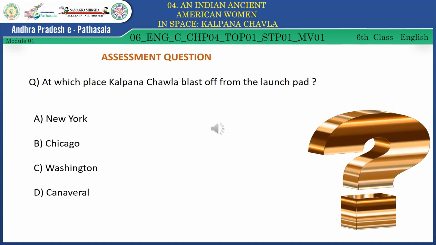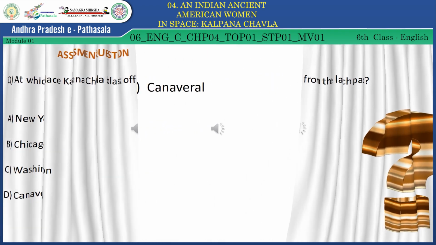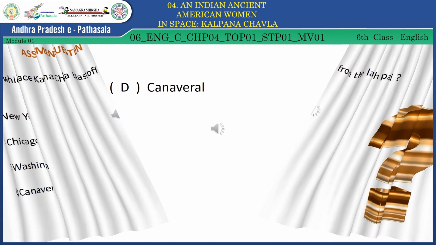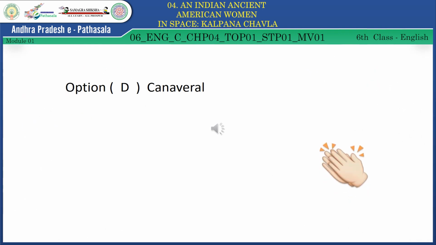At which place did Kalpana Chawla blast off from the launch pad? Option A, New York. Option B, Chicago. Option C, Washington. And option D, Canaveral. Marvelous. Yes, the answer is option D, Canaveral.